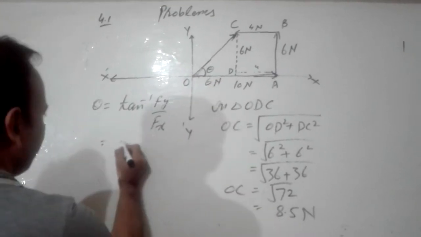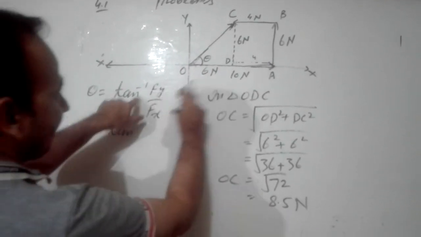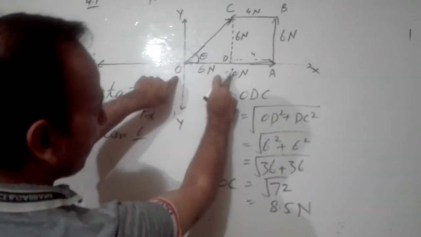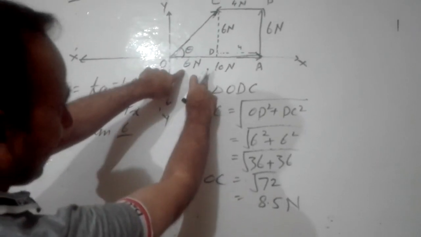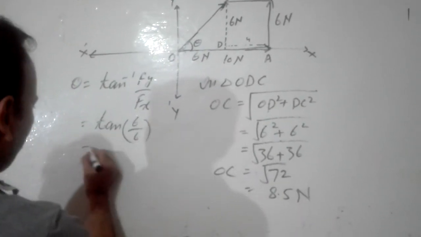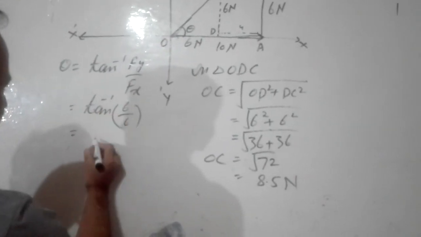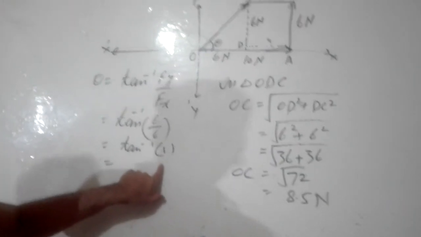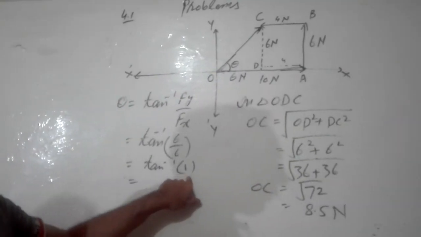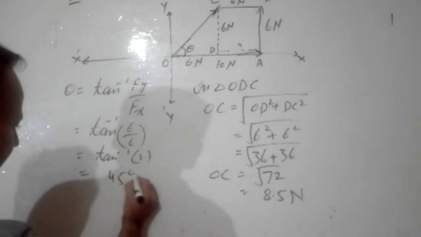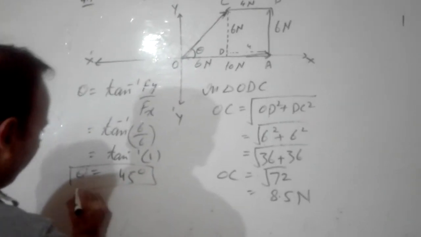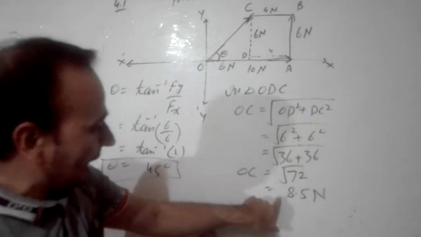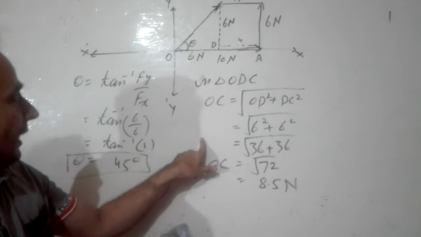Now here, what is Fy? Fy, your vertical component, is 6 Newton. What is Fx? Horizontal component, again 6 Newton. So 6 can be cancelled with 6, giving you tan inverse of 1. When you find the value of tan inverse of 1 using the calculator, the answer will be 45 degrees. So this is your answer. This is the angle at which the resultant force is acting, and this is the magnitude of that force. So that is the end of this question.